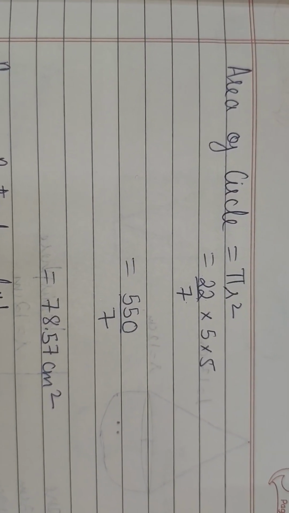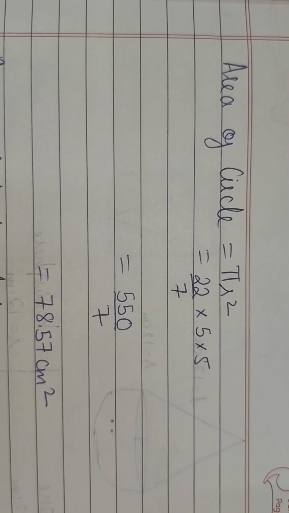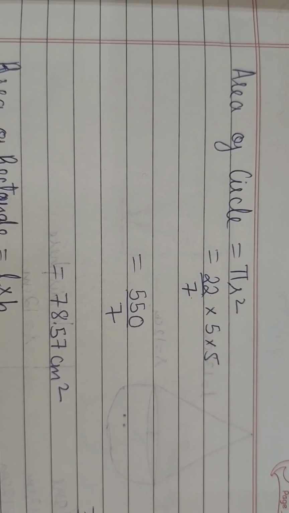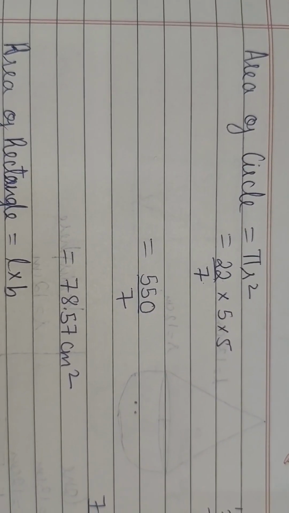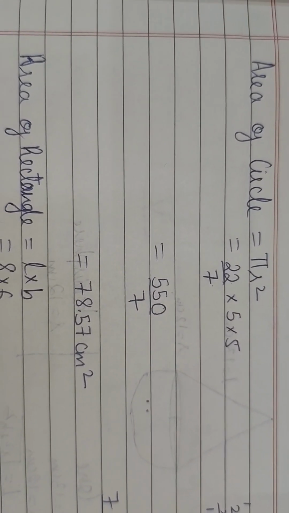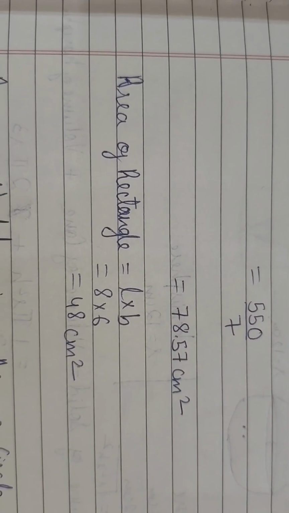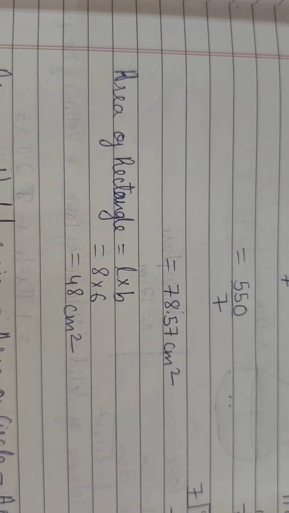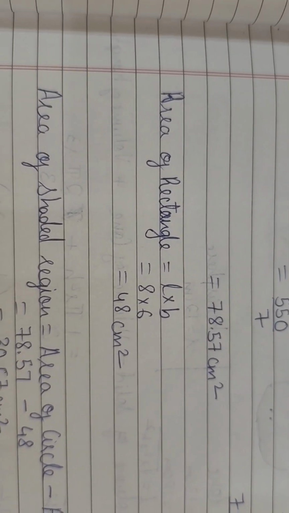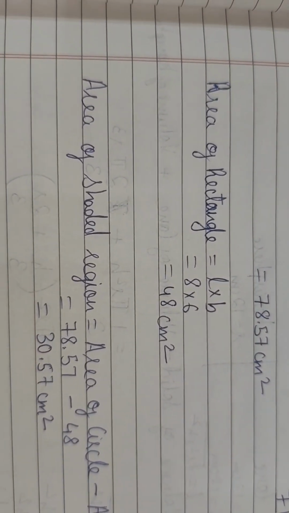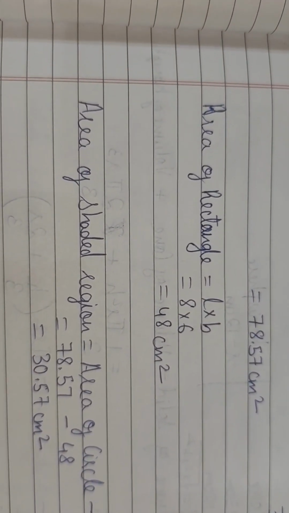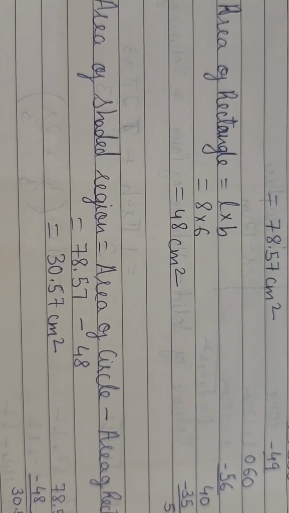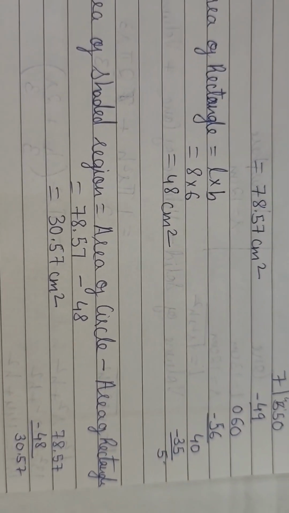So radius will be 5 centimeter. Then I can find the area of a circle, pi r square. So I have substituted, and in the end I will get 78.57 centimeter square. Then area of rectangle is what? Length multiplied by breadth, so I will get 48 centimeter square. In the question they have asked us to find the area of the shaded region.